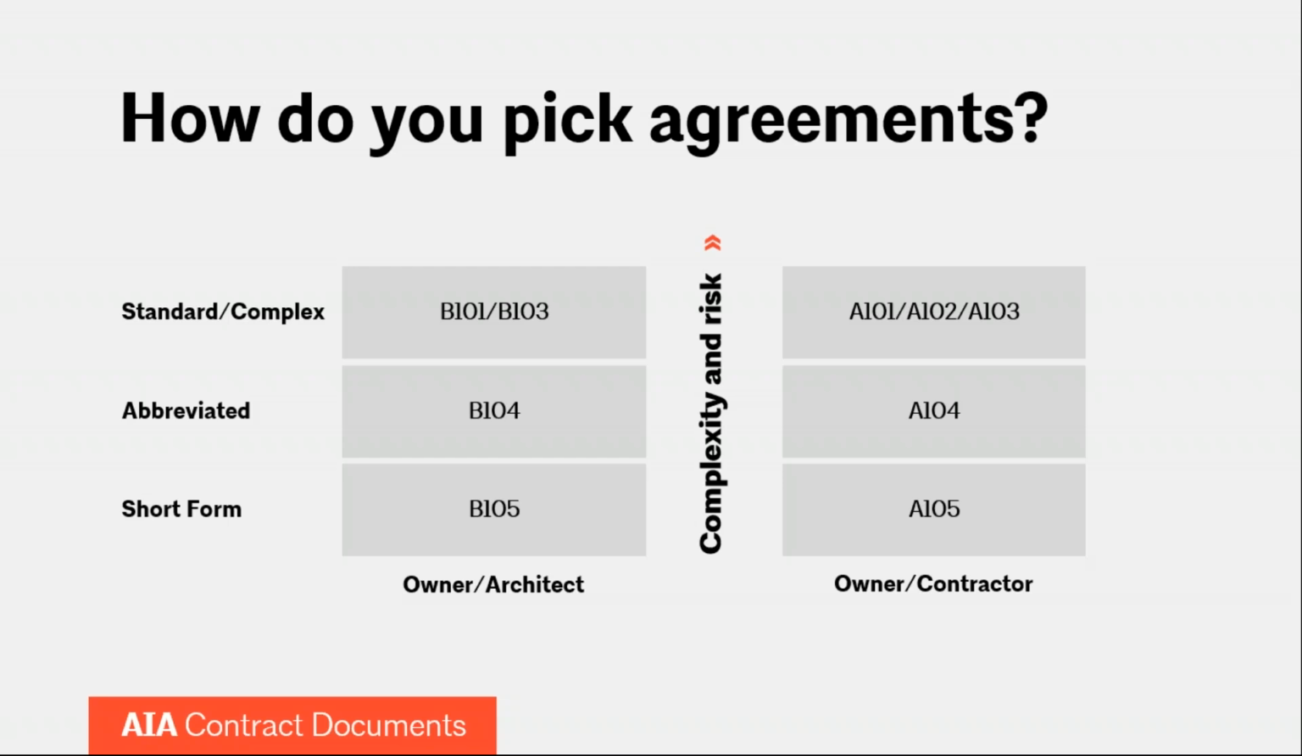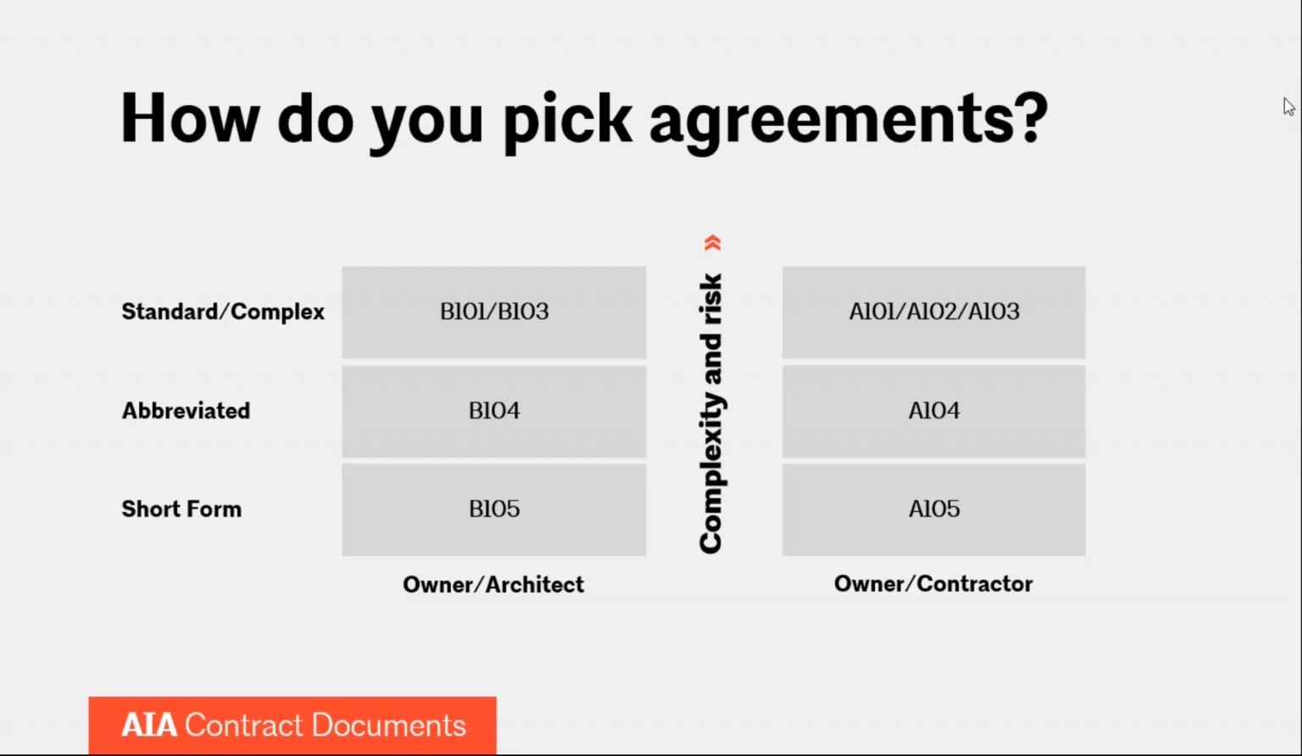Both the traditional B101 and the B103 owner-architect agreements utilize the standard flagship document, the A201 general conditions. That may be something you want to consider when you're picking documents, and obviously they coordinate with the A101, A102, and A103. So all those will dovetail together on a standard project.